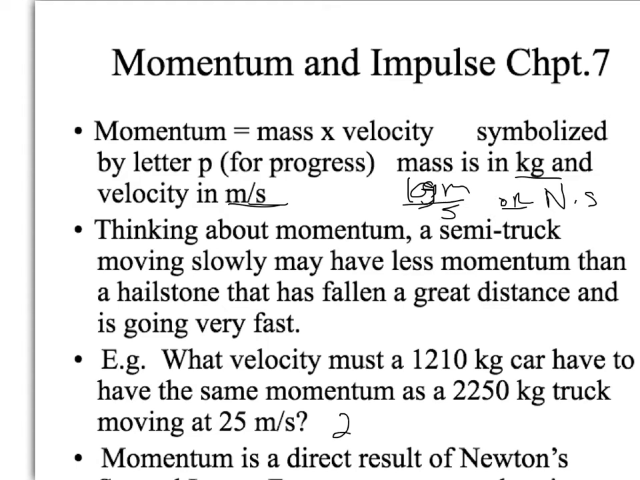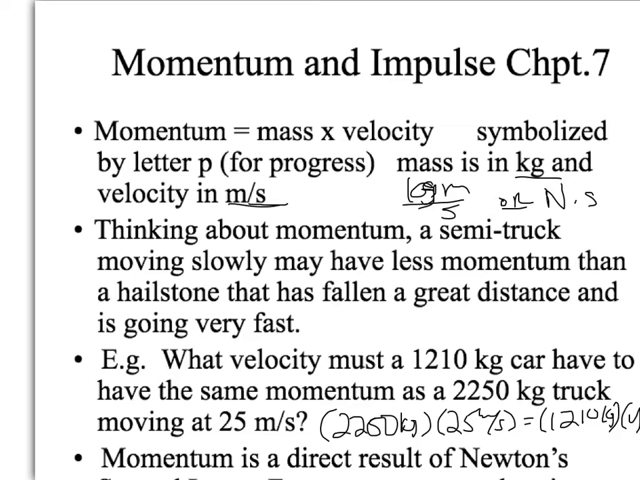If I had a 2,250 kilogram truck going at 25 meters per second, that's the momentum of the truck. Now, if we want the car to have that same momentum, it's going to have to be going at a certain velocity to get that, and it's going to have to go faster. And so it would have to go 47 meters per second.